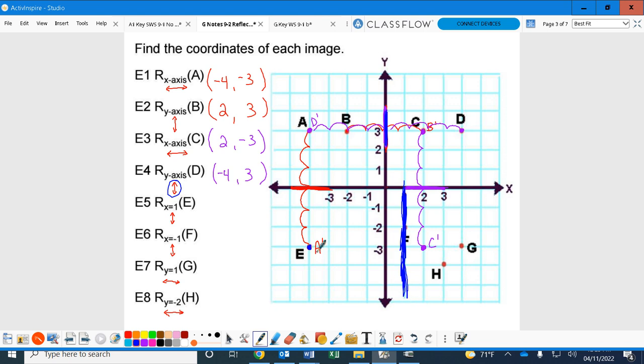Okay. That point is 1, 2, 3, 4, 5 away from that line. So I've got to go 1, 2, 3, 4, 5 away from it on this side. We're right at the edge of the graph. And that's going to put me at E prime. And what ordered pair would that be if I have to start at the origin and go right and go down? Go right and go down, what would it be? 6, negative 3. Nice. 6, negative 3. Good deal.